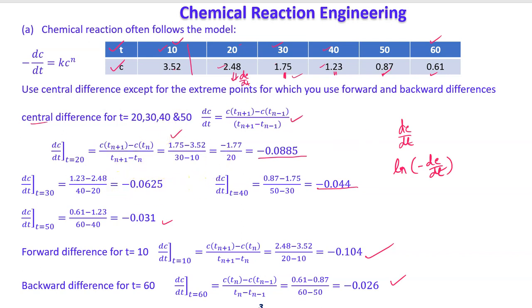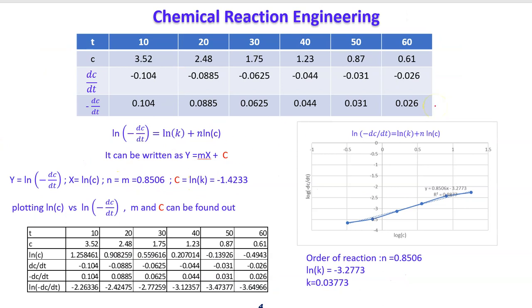Now in the table you can see t and dCA/dt, so we got all these values. Now we have to take minus dCA/dt, so the minus will be removed, giving 0.104 and so on. Then when we took the log, ln of minus dCA/dt is equal to ln k plus n ln C. So now we have to find ln of minus dCA/dt.